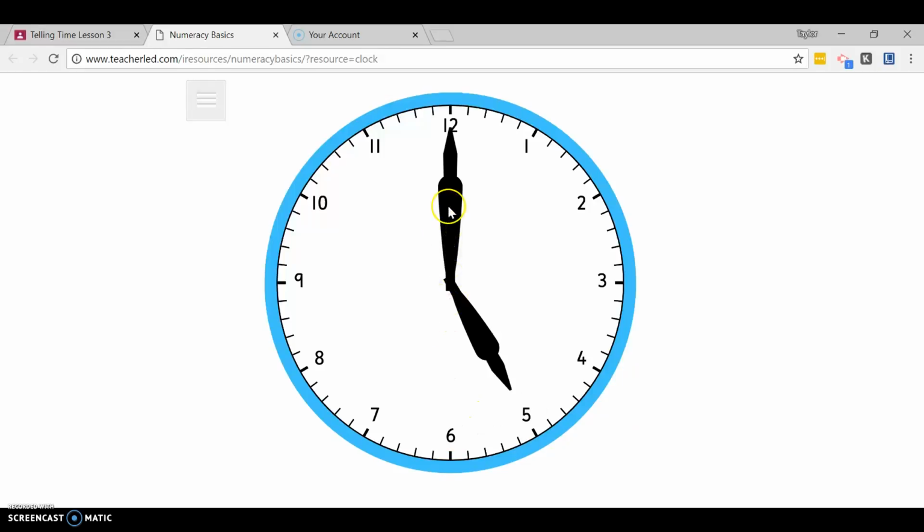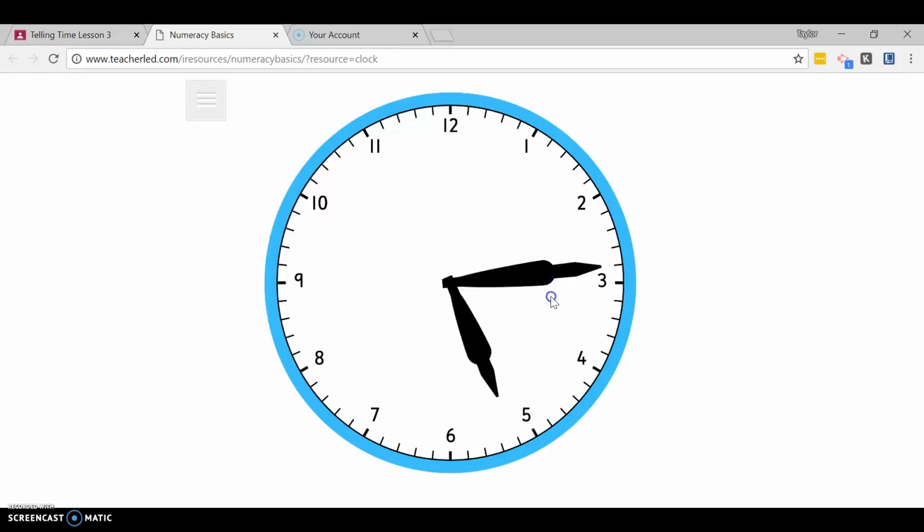And as you can see, this is half of the clock. So we're going to talk about the half hour. Now when you see that this minute hand is on the 6, it's going to be 30, just like we said when we counted to 30. And as you can see, the hour hand is not pointing to a number which we are used to. Okay? It's in the middle of a number.